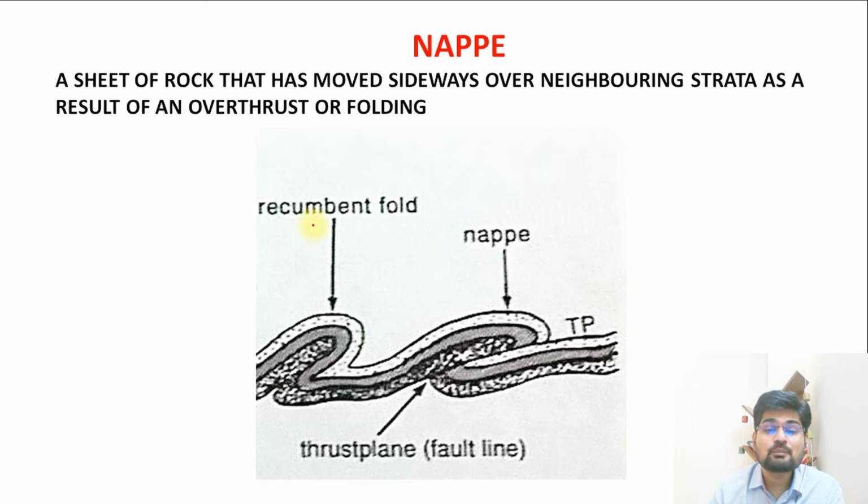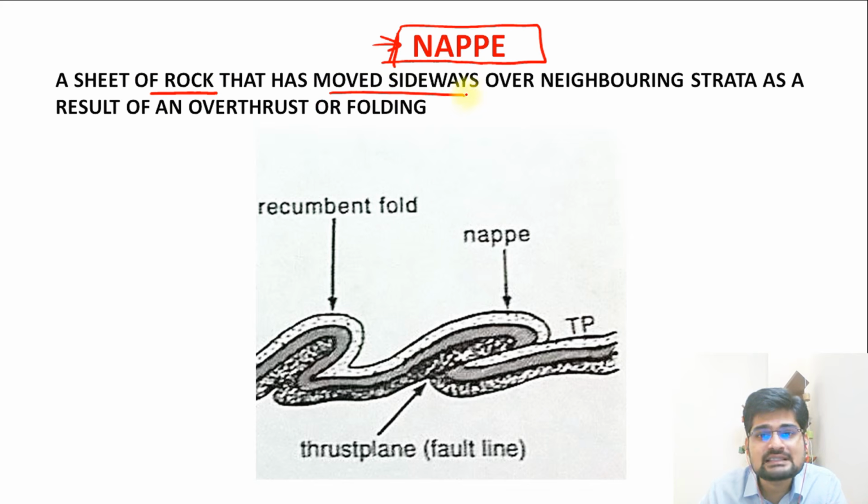Now the next important fold that we understand by this word is nappe. So many times people call it nappy, but it is basically a nappe. So nappe is what? A sheet of rock that has moved sideways over neighboring strata as a result of an overthrust or fold. So what happens?